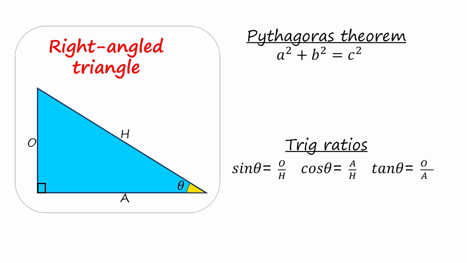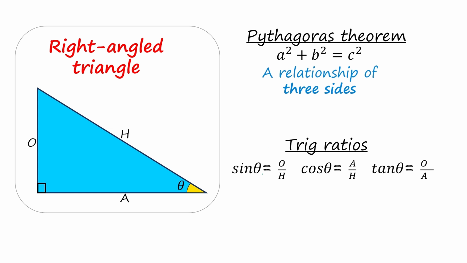First, let's look at right-angled triangles. Here is our Pythagoras theorem. This theorem tells us the relationship between 3 sides of a right-angled triangle. That means whenever you can form a relationship between the 3 sides in a right-angled triangle, then you should consider using Pythagoras theorem to solve the problem.